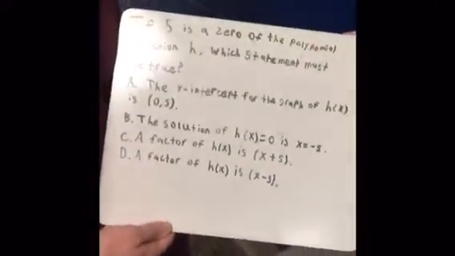A11.8. Alright, so first we're going to find out how we find the zero of a function. So let's start with this example problem. If 5 is the zero of the polynomial function h, which statement must be true?